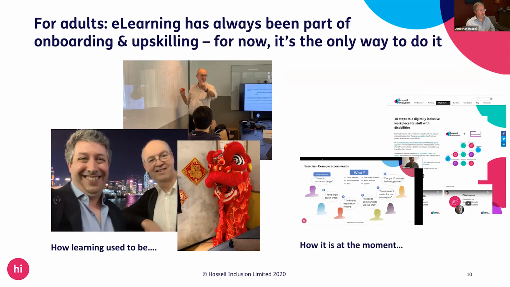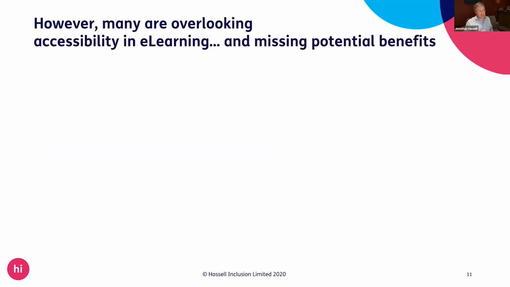We also have got materials which we're taking and making them available for people to be able to access anytime. So video materials, posters, all of these sorts of things. This is what e-learning looks like at the moment. And the big question then is, are we overlooking accessibility in this?